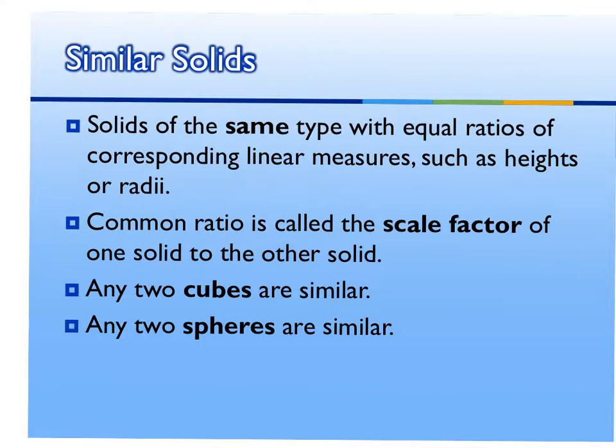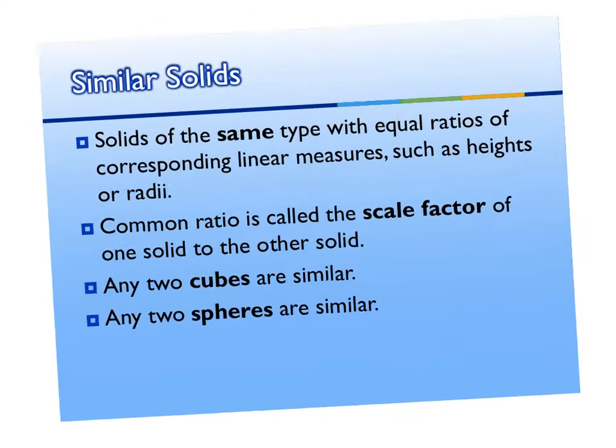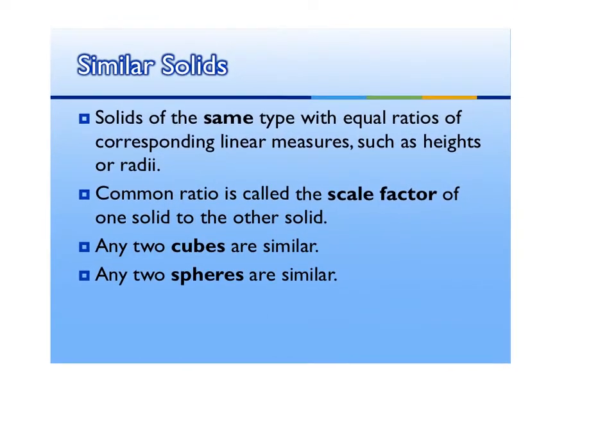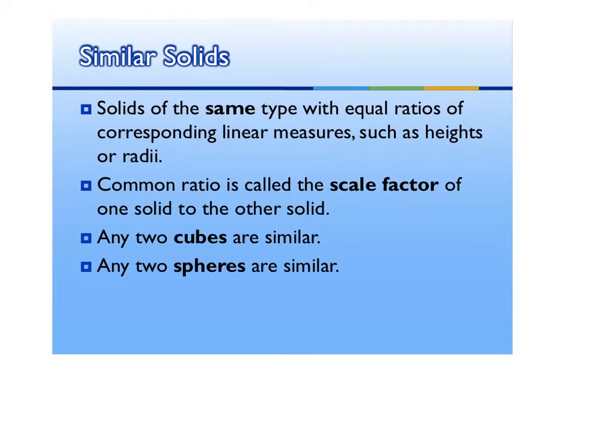So when we did it with the triangles, the sides were proportional, and when they all simplified to the same ratio, that was our scale factor. So for example, if I draw two cylinders in here, and let's say I draw one cylinder that has a radius of 2.